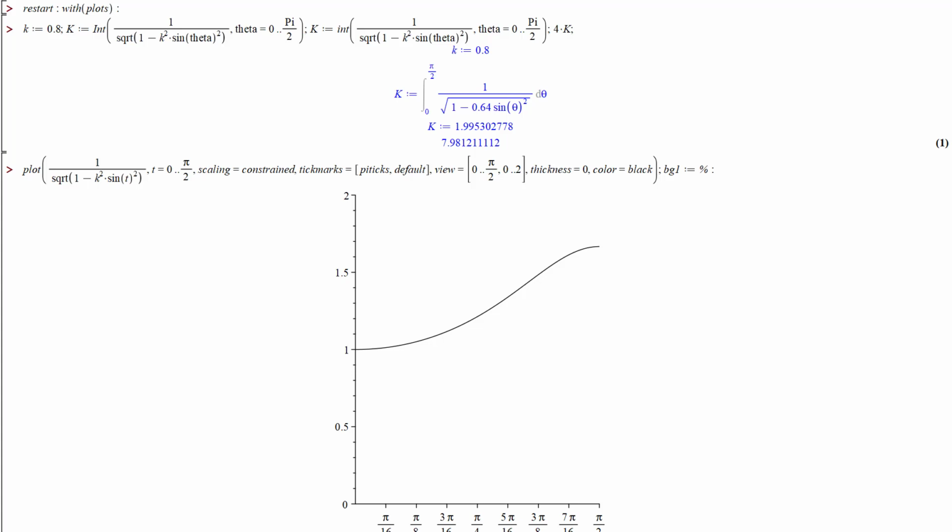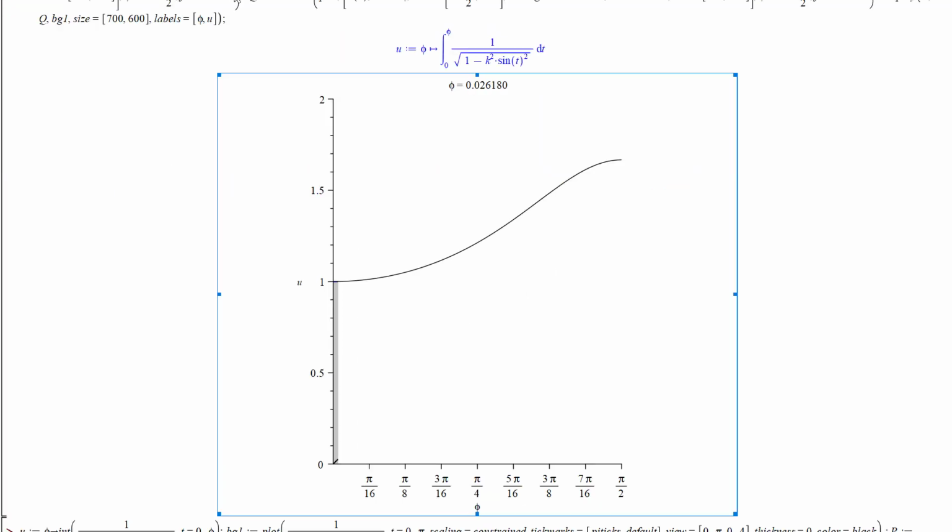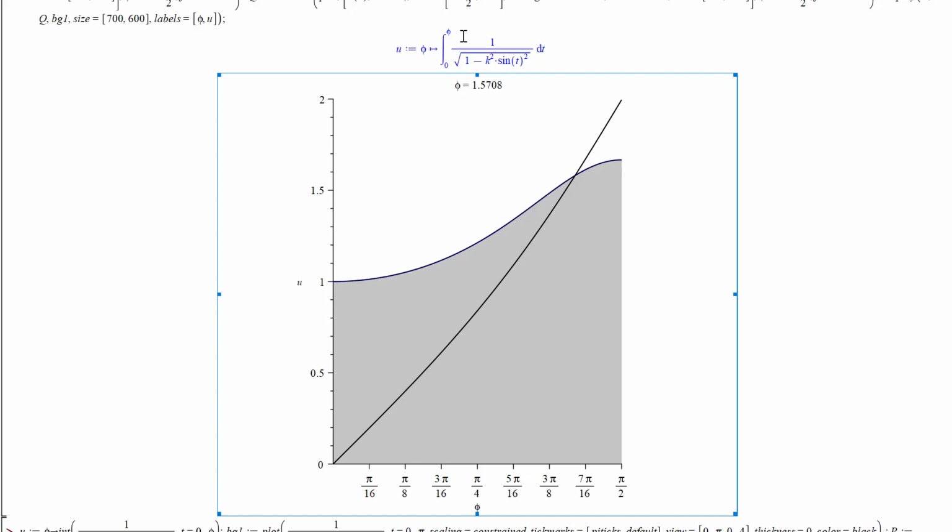So a little deeper look at the graphs. First, here's my integrand over a quarter period when k is 0.8. And so if you integrate, you get the u in terms of phi, right? So there's the integrand, and u is defined as that integral. You can see it right there. So u is the integral from 0 to phi of 1 over the square root of 1 minus k squared sine squared t, dt, where k is 0.8 right now.